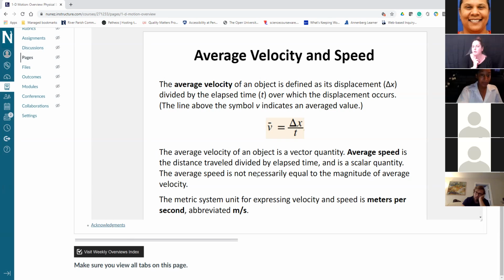Sorry. Can you repeat that one more time? Sure. Average velocity is displacement over time. Average speed is distance traveled divided by time. Average velocity is a vector, and average speed is a scalar. Okay. And we'll see an example that I'll work that'll show that the average speed and the average velocity can be very different.